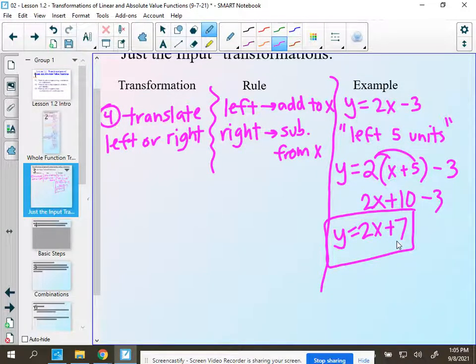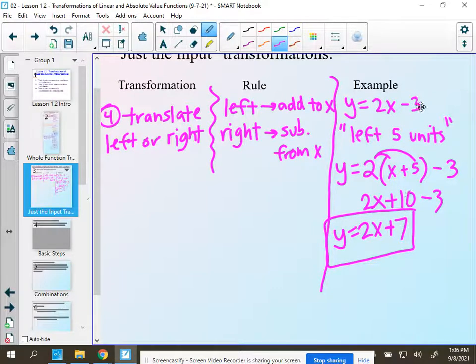This is where you get the argument where, wait a minute, hold on, Mr. Kroll, can't you say that we just went up 10 units? And you'd be correct. The hard part is you'd need to know that going up 10 on this particular function is the same thing as going left 5.